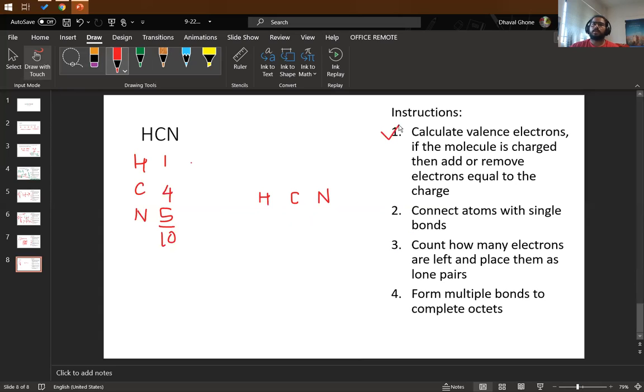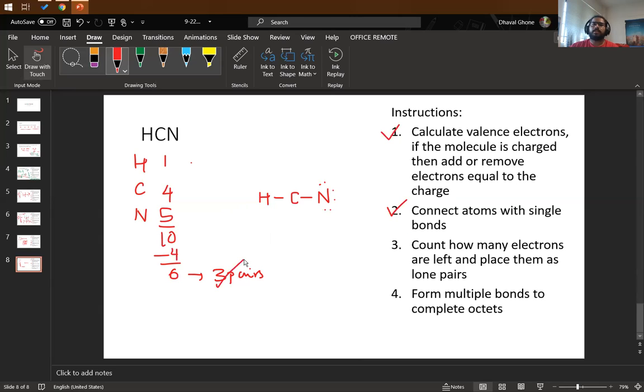So we counted the valence electrons. We're drawing the single bonds to connect them, make a backbone, and then count how many electrons are left. So I've already placed 1, 2, 3, 4 electrons. I have 10 minus 4, I have 6 left behind. And so I have to place 6 non-bonding electrons, that is 3 pairs of electrons. And so I know hydrogen does not have any lone pairs ever. So you can either place them on carbon or nitrogen. I'm going to start with nitrogen.